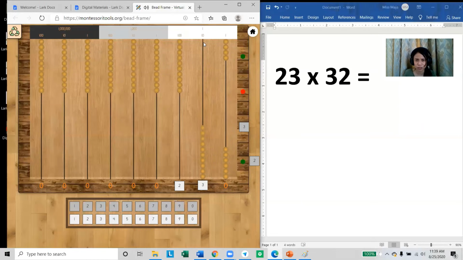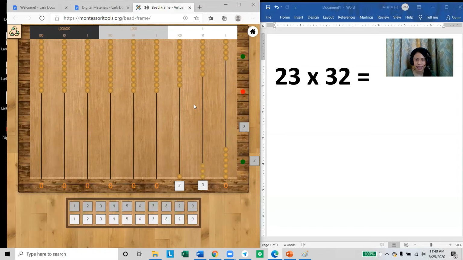So look at that. We don't have enough beads, but we could make an exchange. 10 tens could make 100. So there, I made an exchange. 6 was the last number, and we want to make 9. So let me bring down the remaining numbers. So 6, 7, 8, 9.